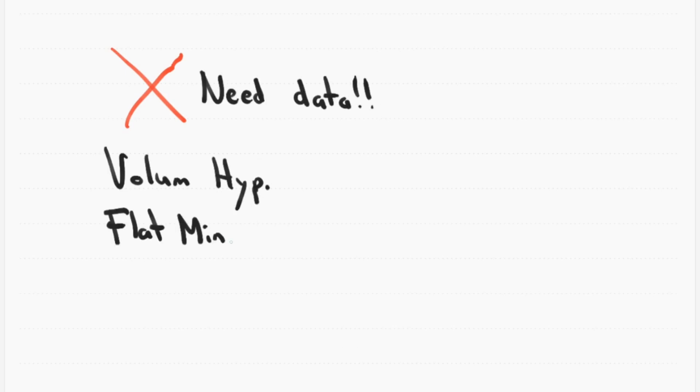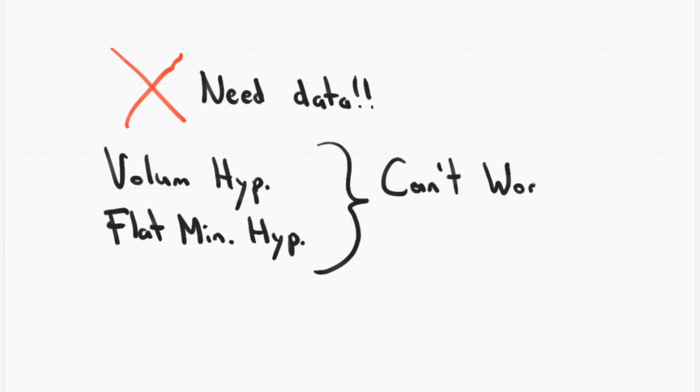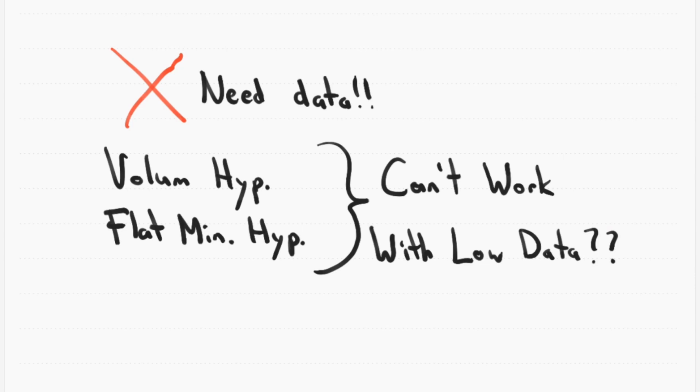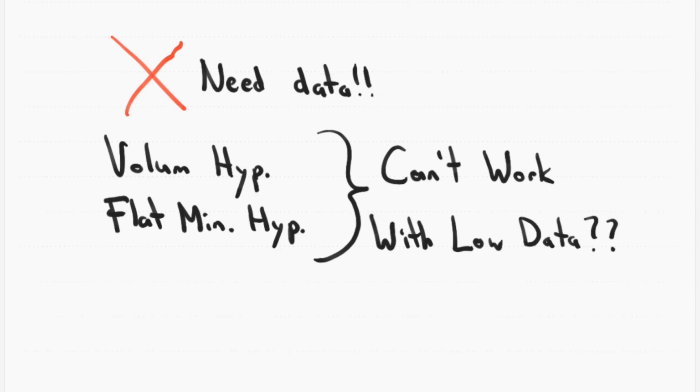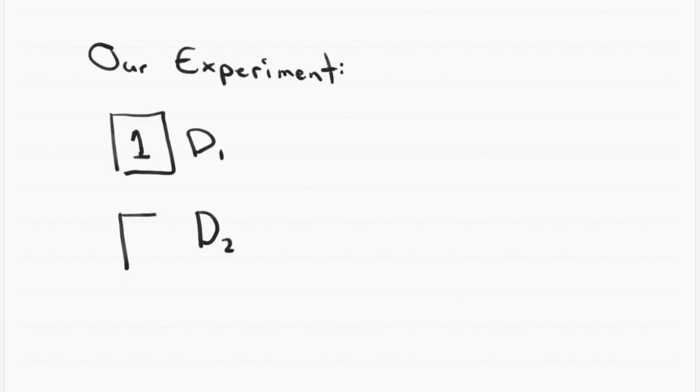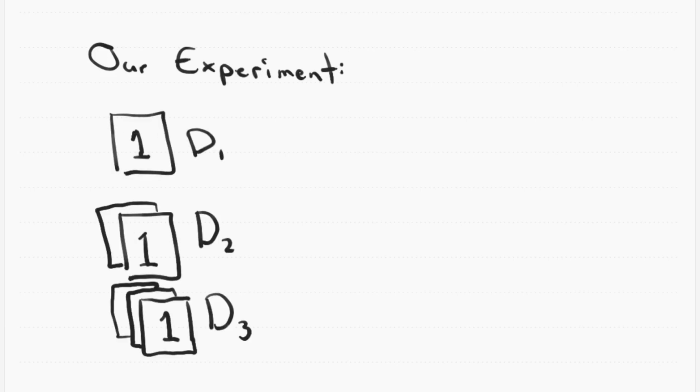Except, no. Deep learning only really works well with large datasets, so either the volume hypothesis or the flat minima hypothesis can't work well in small datasets. Which is it? Note that volume and other flatness measures depend on the dataset they're being measured on, so it's plausible that either of these could be wrong. In order to test this, we devise our own experiments. We can form subsets of MNIST, we'll call them D1, D2, D3, where D2 is D1 but has more data.